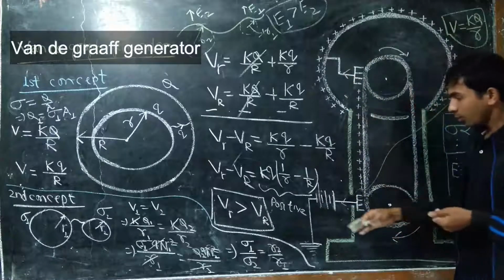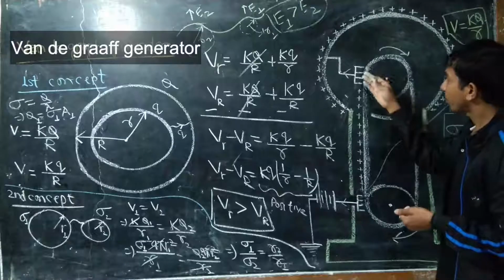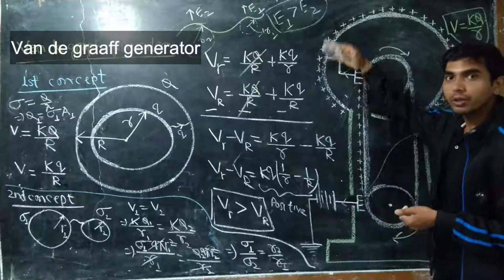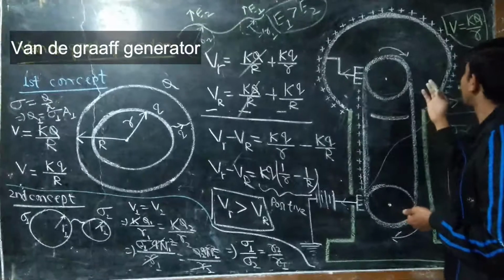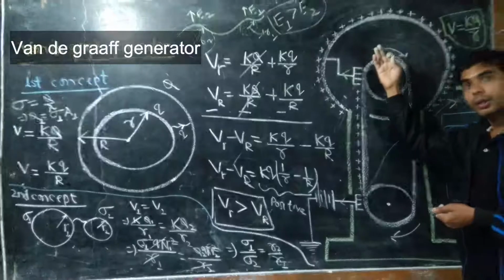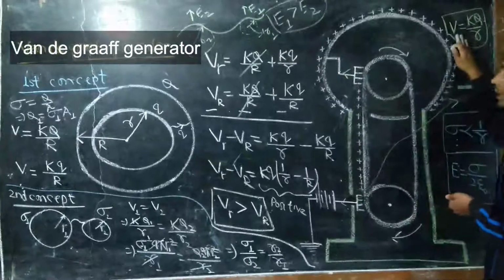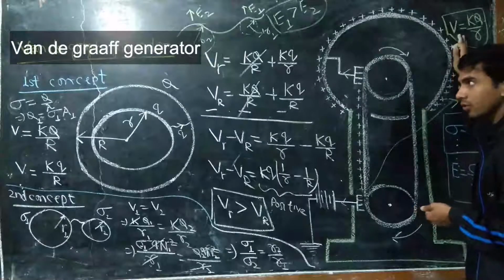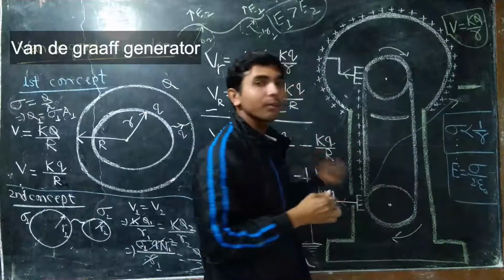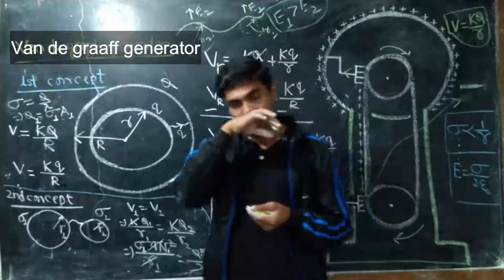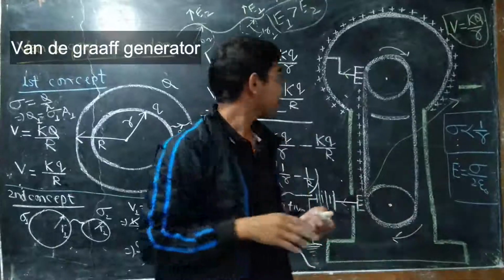So from here charge is coming and from here charge is going to the bigger sphere. So charge is increasing on the bigger sphere, and the potential will increase on the bigger sphere. So our goal will be achieved. This way your Van de Graaff generator is working. So this is all about the Van de Graaff generator.